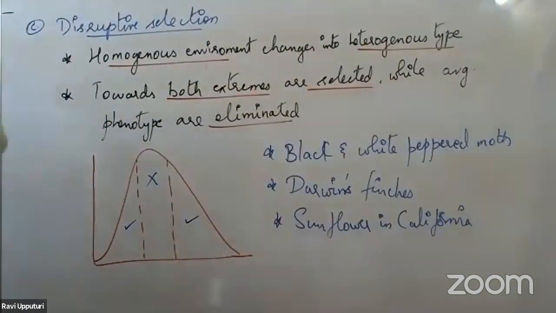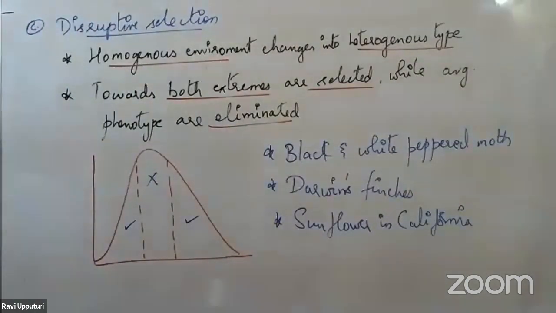So this is the first evolutionary force we have, which is called natural selection, which brings about some sort of changes in the gene pool of a particular population, right? I hope this part is clear. The first type of evolutionary force is called natural selection.